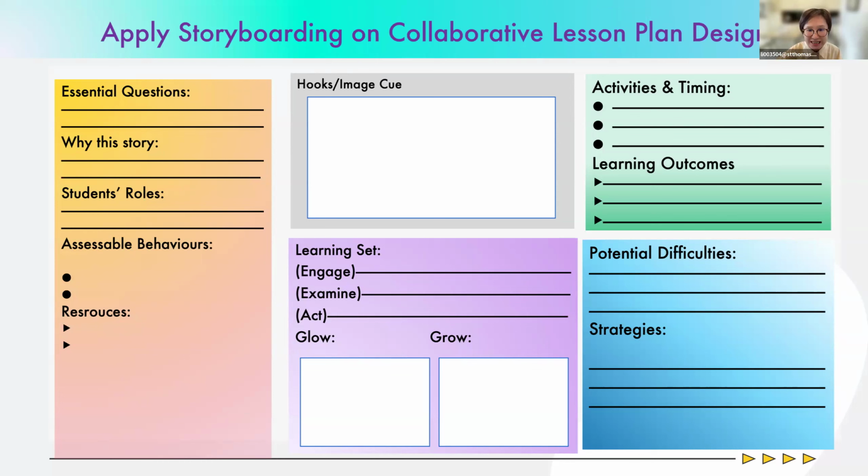Critically, this template embeds two key features for better design: a section for proactively planning for potential difficulties and their solutions, and a built-in glow and grow feedback loop. This transforms the template from a static lesson plan into a dynamic tool for collaborative iteration.